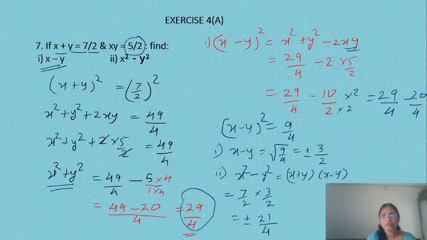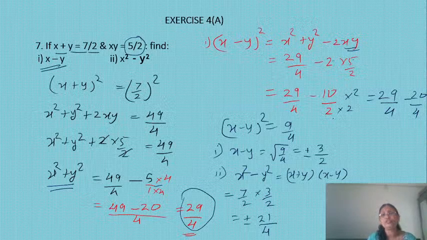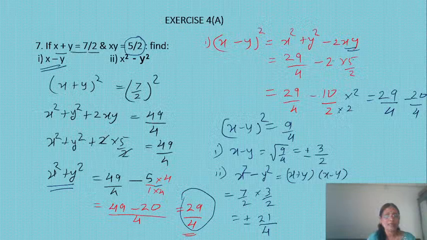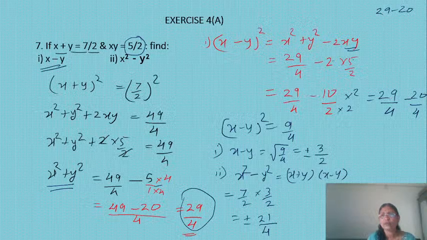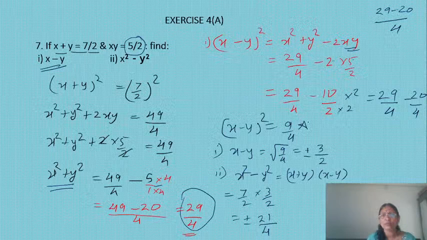10 upon 2. The denominator here is 4, here it is 2. For adding and subtracting fractions, we should have the denominator same. So we multiply by 2 over here. Multiplying by 2, the numerator and denominator, 10 multiplied by 2 is 20, 2 multiplied by 2 is 4. So when the denominator is same, we get 29 minus 20 upon 4. 29 minus 20 is 9. This is how we got this 9 upon 4.